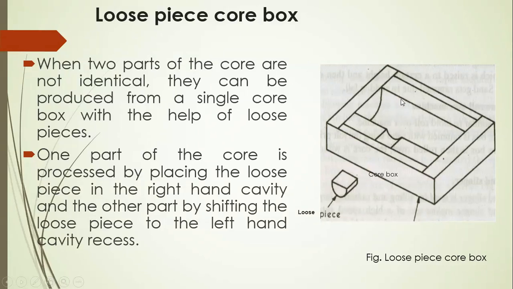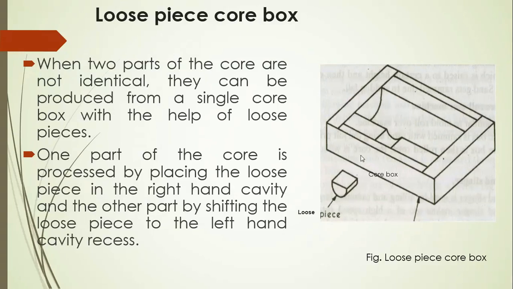They can be produced from a single core box with the help of a loose piece. If I want to make a core having this small shape, I can remove this loose piece. If I don't want it, I will place that loose piece at this location. One part of the core is processed by placing the loose piece in the right hand cavity, and the other part by shifting the loose piece to the left hand cavity recess.